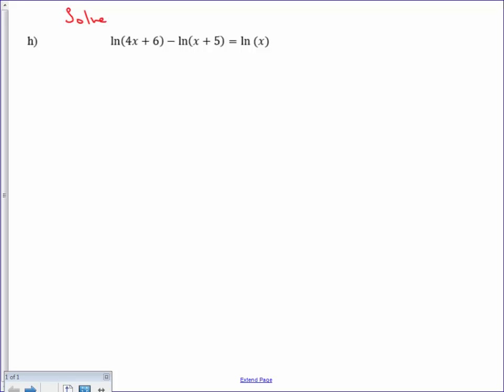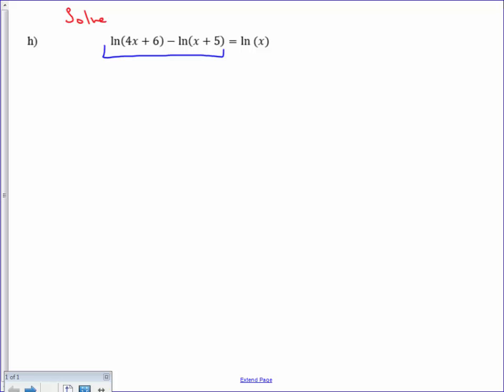Here we have been asked to solve a logarithmic equation. Notice first of all that every single term contains a log, in this case a natural log. That being the case, our goal is to combine any logs that you have into a single log on each side of the equation.